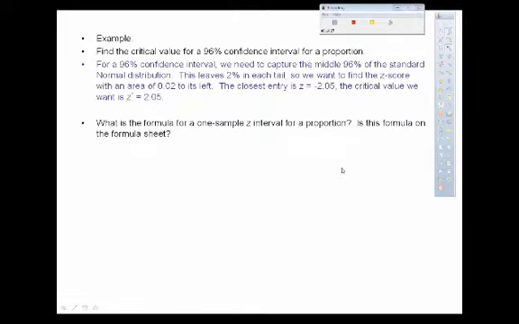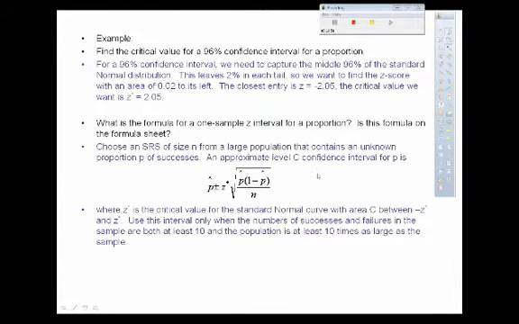And an approximate level C confidence interval for p is p hat plus or minus z star times the square root of p hat times 1 minus p hat over n, where z star is the critical value for the standard normal curve with the area C between negative z star and positive z star.